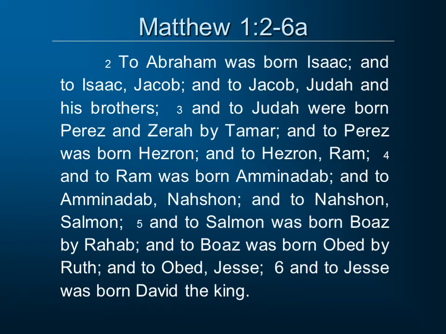And so as we get into the genealogy, to Abraham was born Isaac, and to Isaac Jacob, and to Jacob Judah and his brothers, and to Judah were born Perez and Zerah by Tamar. And here's the first interesting thing that's mentioned. The name Tamar, you don't usually mention the wives in these. It doesn't say to Abraham and Sarah were born Isaac, or to Isaac and Rebekah were born Jacob. We haven't mentioned any of the women in there, but all of a sudden Tamar is mentioned.